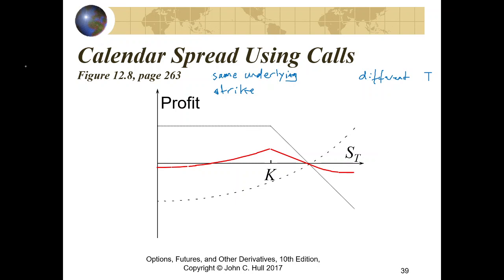So how can we create the calendar spread? Well, we create the calendar spread by taking a long position in a call option with time to expiration T2, and we take a short position in a call option with time to expiration T1. Such that if we examine the timeline, we will find that T2 is greater than T1.